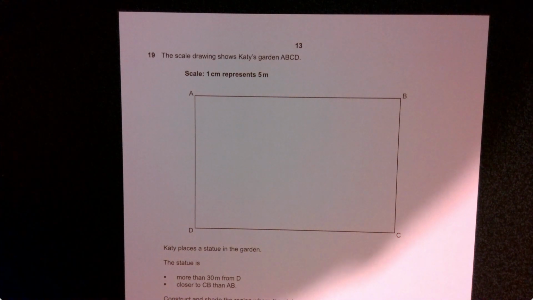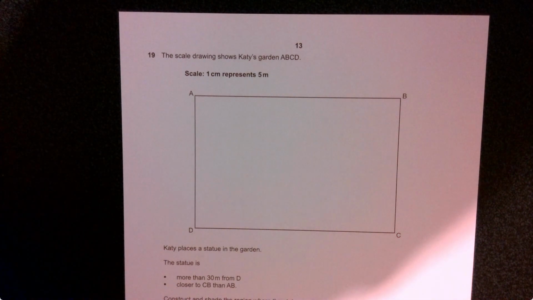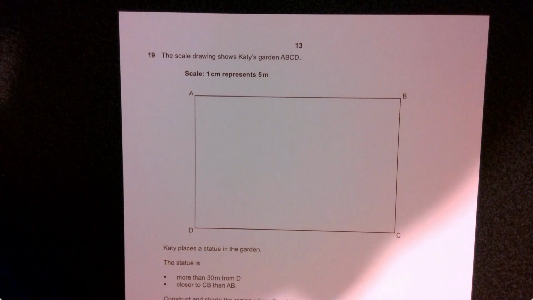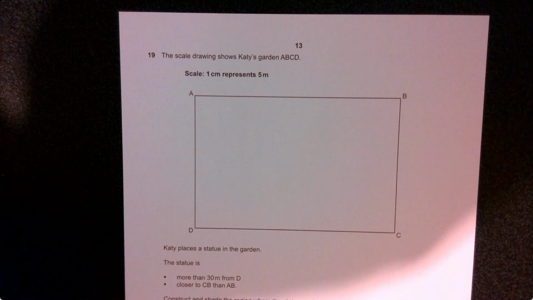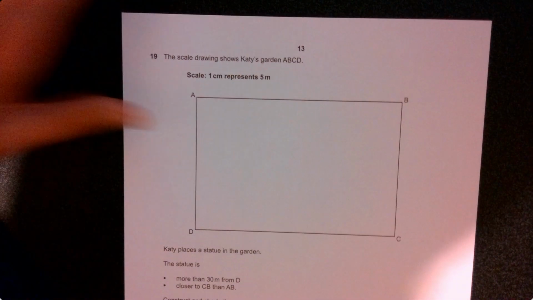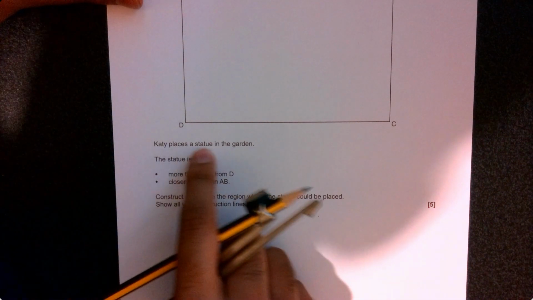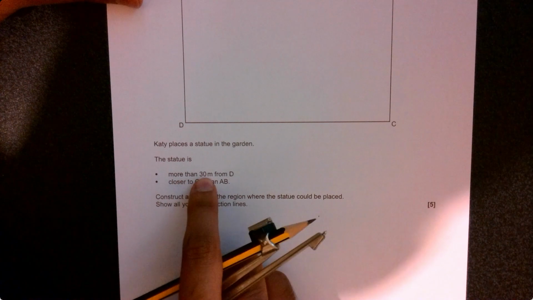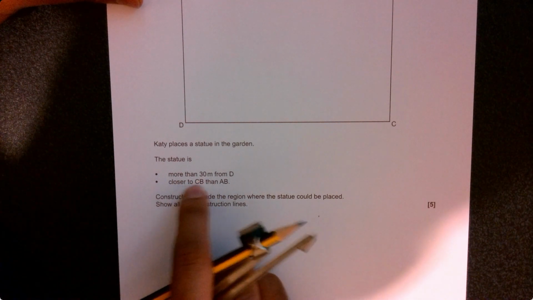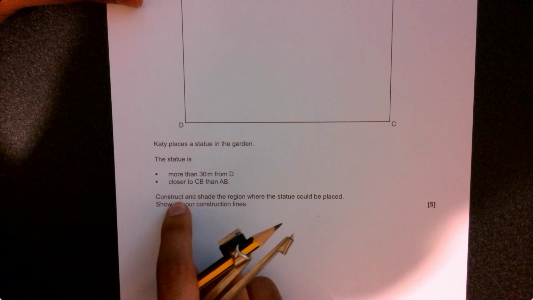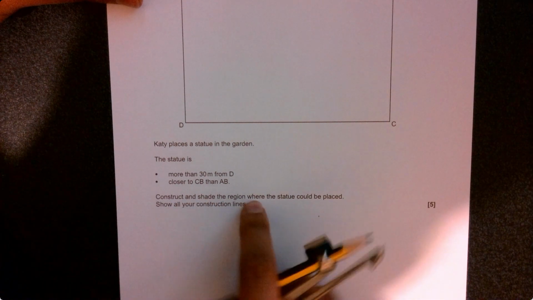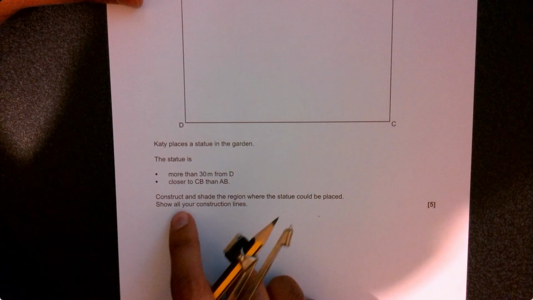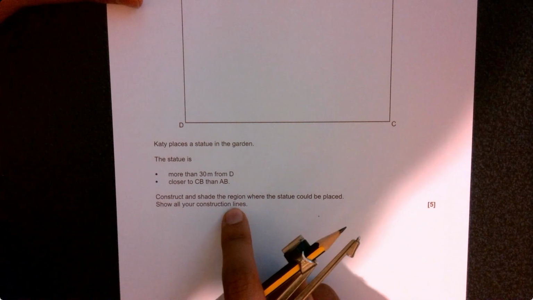Question number 19. The scale drawing shows Katie's garden A, B, C, D. We've got a scale, 1 centimetre represents 5 metres. We are told in this question, Katie places a statue in the garden. The statue is more than 30 metres from D, closer to CB than AB. You have to construct and shade the region where the statue could be placed. Show all your construction lines.